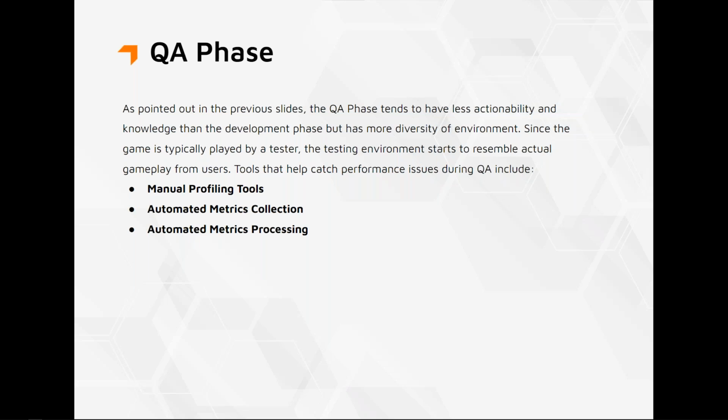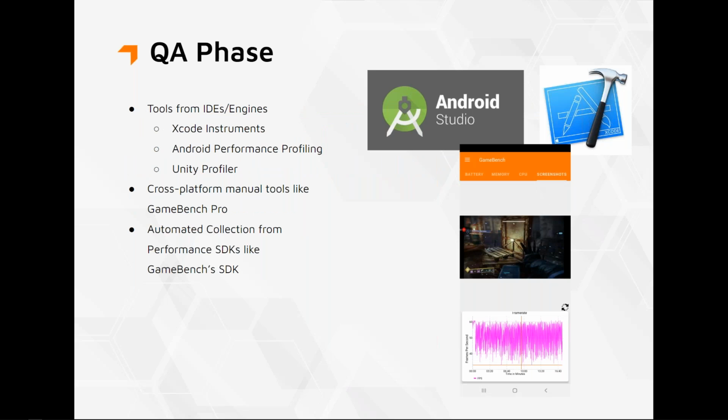And how we collect this data and how we analyze it is typically done in a few different ways. A lot of studios start out by using manual profiling tools. So they'll start out using things like Xcode Instruments and Android Studio. Then we have automated metrics collection. And then at the end of the day, we also have automated metrics processing. So let's start with the manual profiling tools.